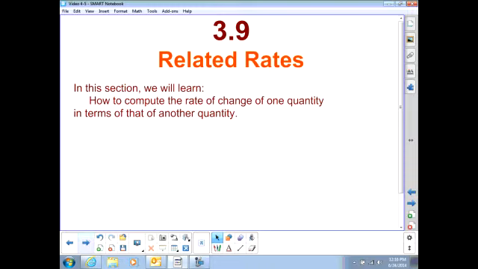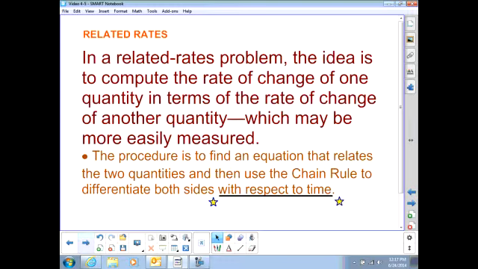Our new section is called related rates. And as we said, they are rates that are related to one another. We'll compute the rate of change for one quantity in terms of another quantity that it's related to. In a related rates problem, we're trying to find the rate of change of one quantity, maybe it's a volume, maybe it's the rate of change of a radius or of a height, in terms of another quantity. And that other one might be easier to solve for.